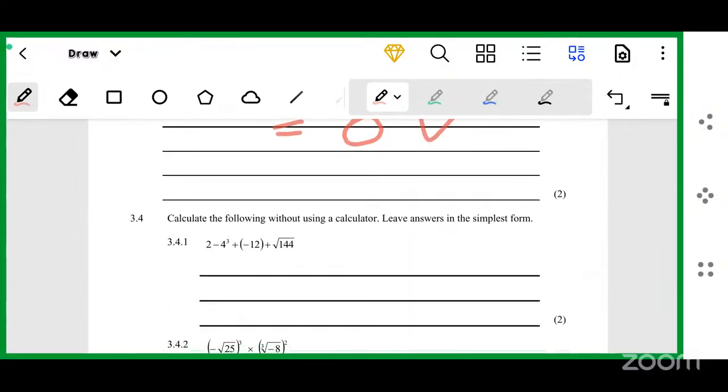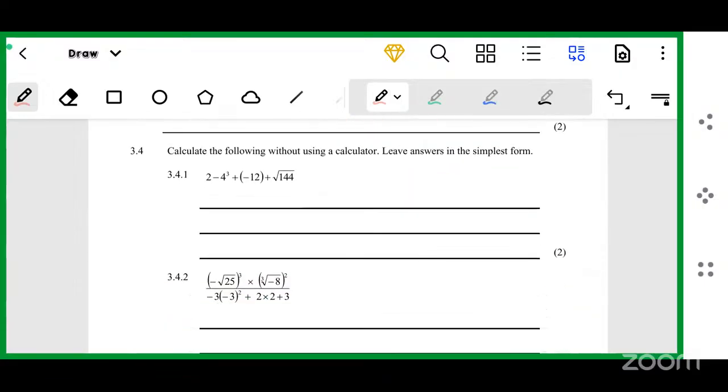And 3.4, calculate the following without using the calculator. Leave your answers in the simplest form. Do you think you can try this one out? Yes, ma'am, can I just quickly try it on my side? Okay.